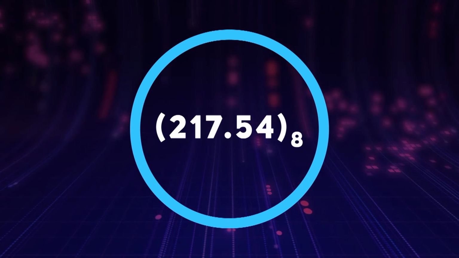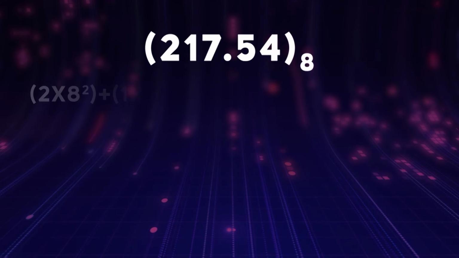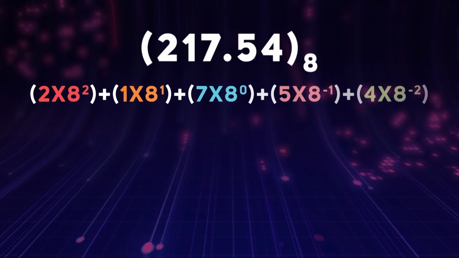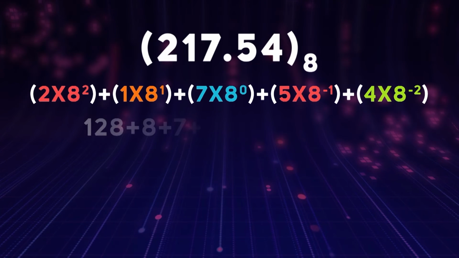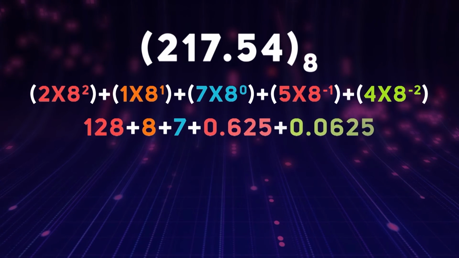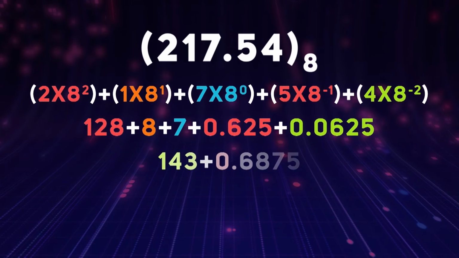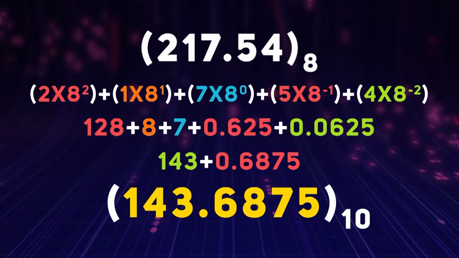Another problem, find the decimal equivalent of the octal number 217.54 to the base 8. 217.54 to the base 8 can be written in its positional notation as 2 into 8 square plus 1 into 8 plus 7 into 8 raised to 0 plus 5 into 8 raised to minus 1 plus 4 into 8 raised to minus 2, which is equal to 128 plus 8 plus 7 plus 0.625 plus 0.0625, which is equal to 143 plus 0.6875, which is equal to 143.6875 to the base 10.